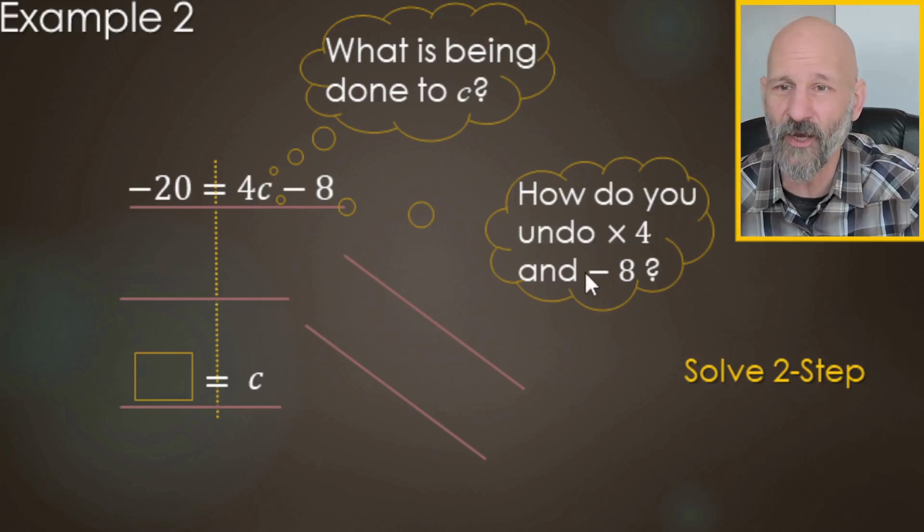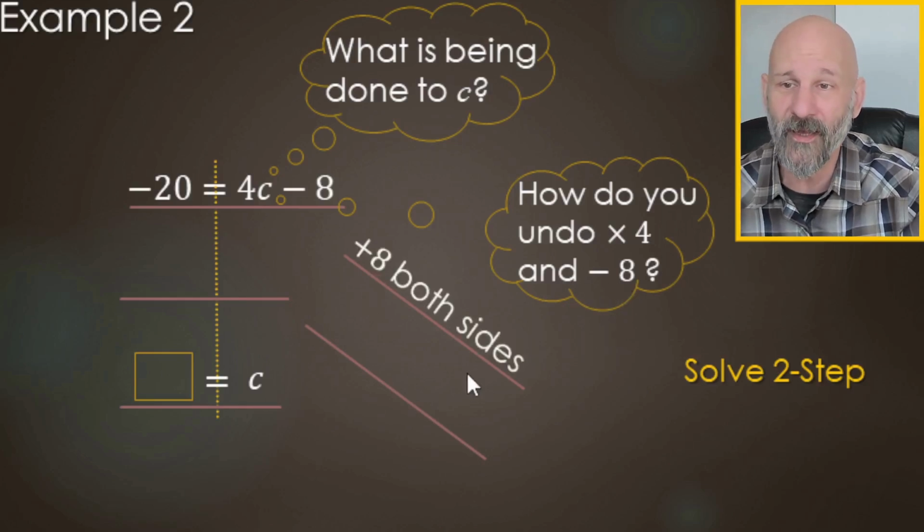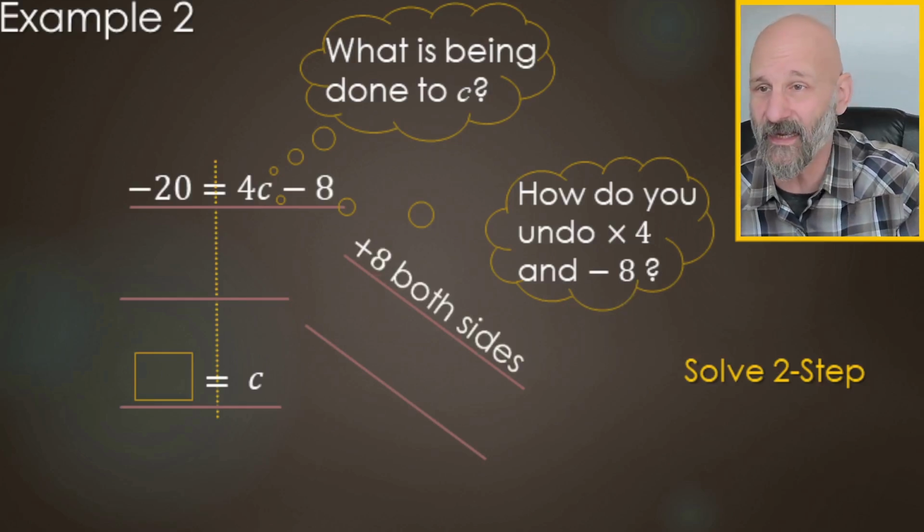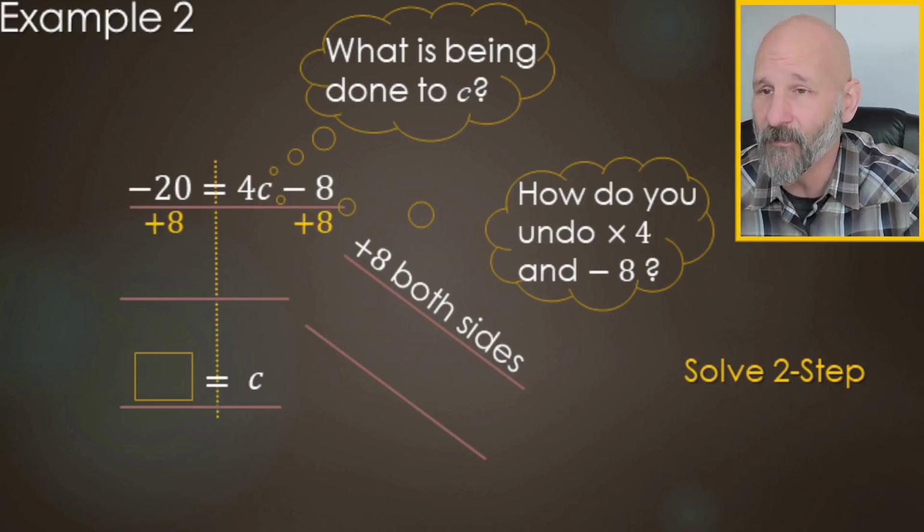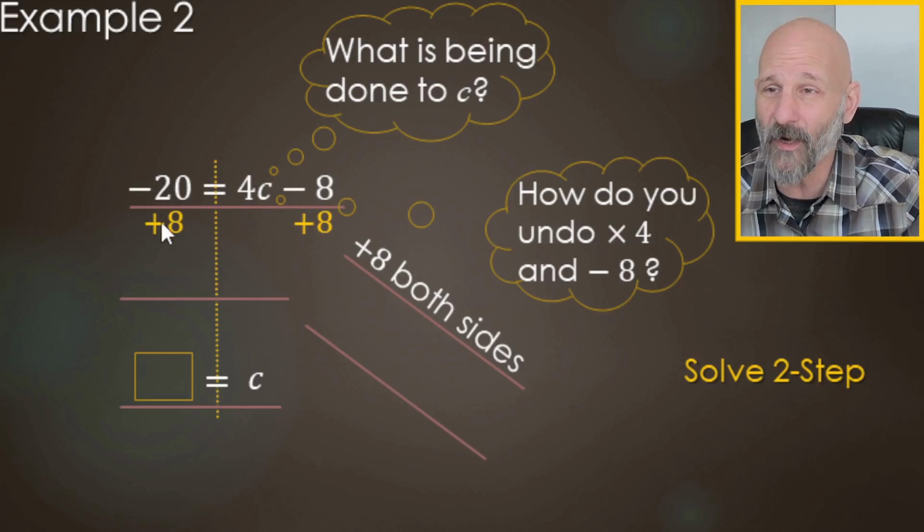So here we go. We've got to undo a minus 8 with a plus 8. Plus 8 undoes minus 8. So we're going to do that to both sides of the dashed line, or the equal sign. So now we have a negative 20 plus 8.